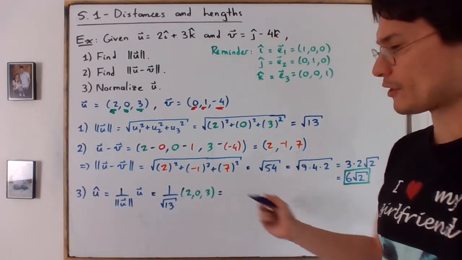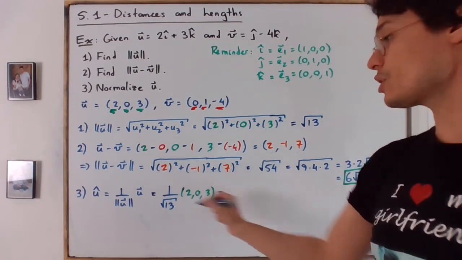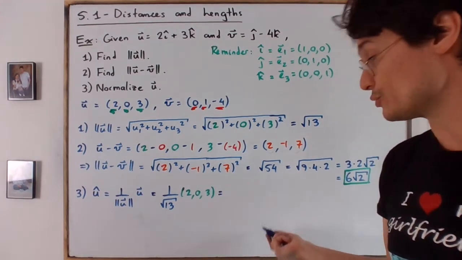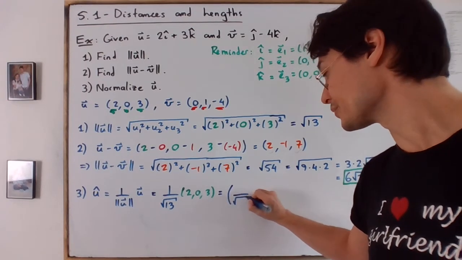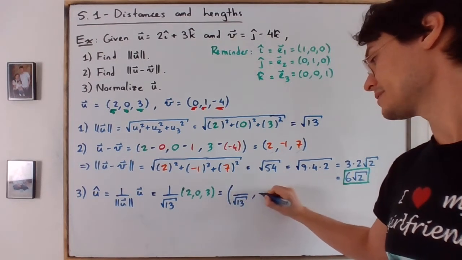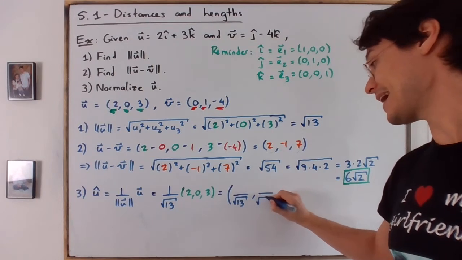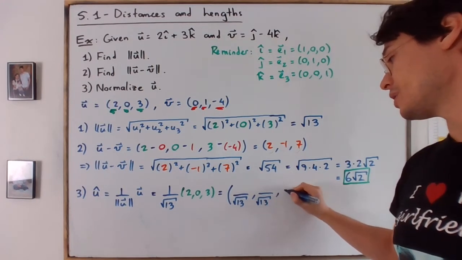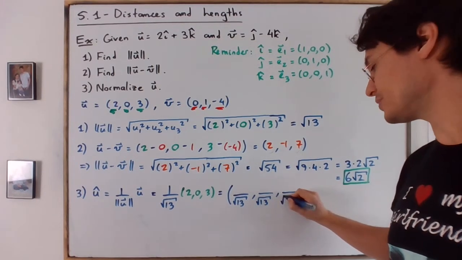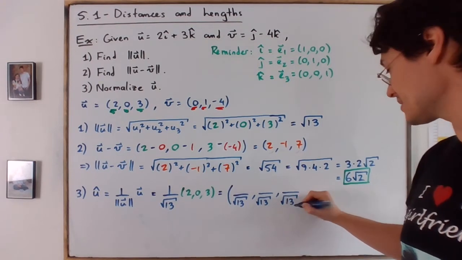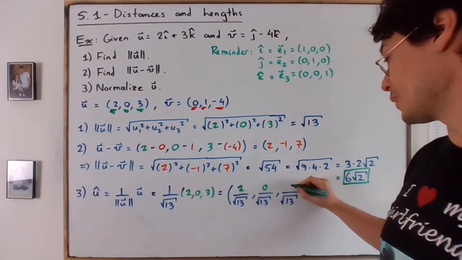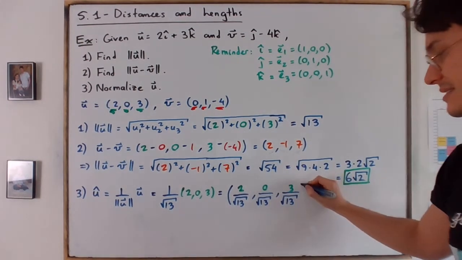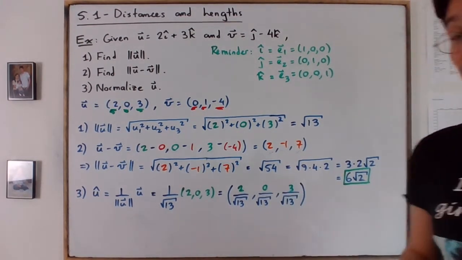Now, for clarity purposes, you should put the 1 over root 13 inside. In other words, you divide every component of u. Yes, I would expect you to do it for the simple reason that if there is a simplification going on, I want you to do it. That being said, in this case, there's none. So this is your vector u hat.